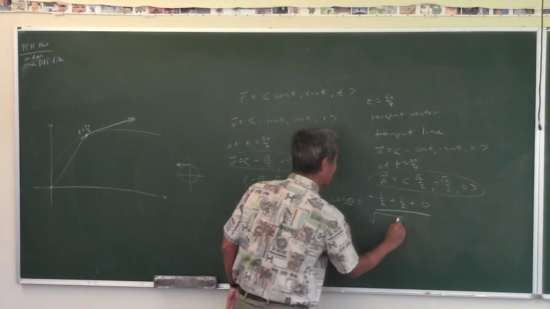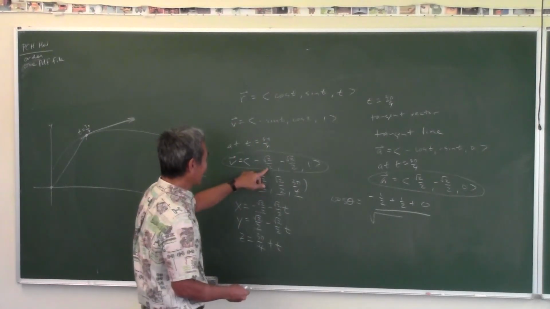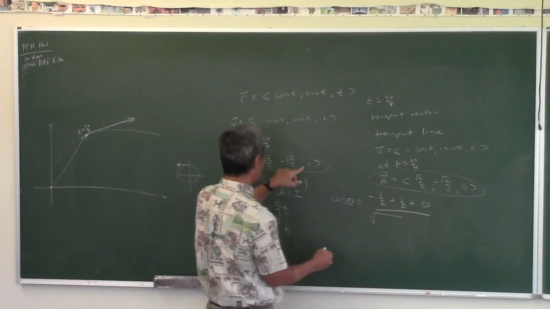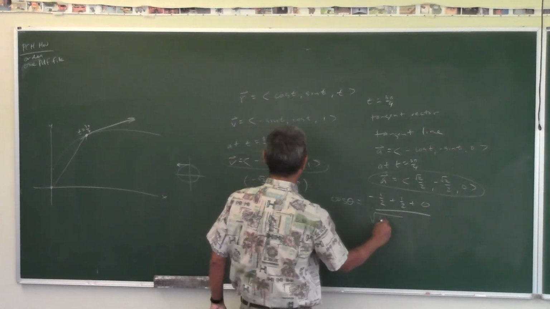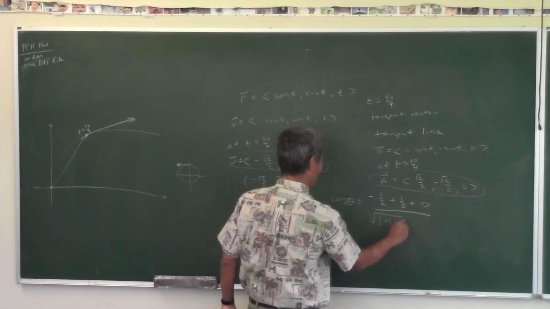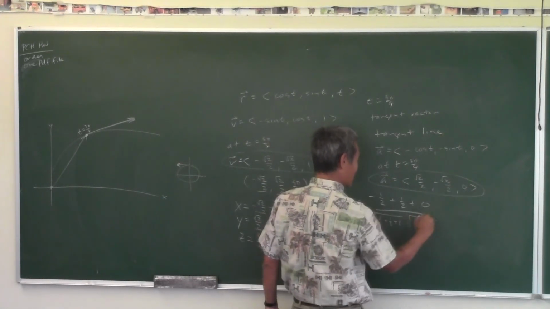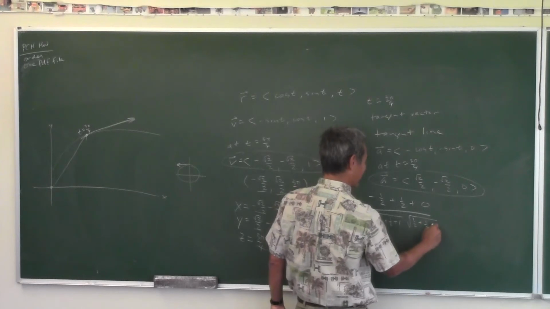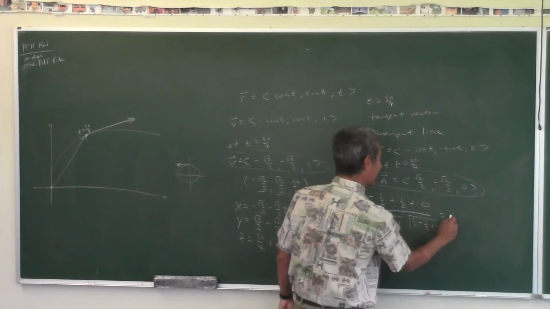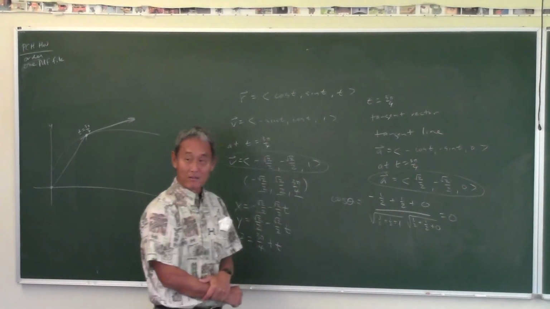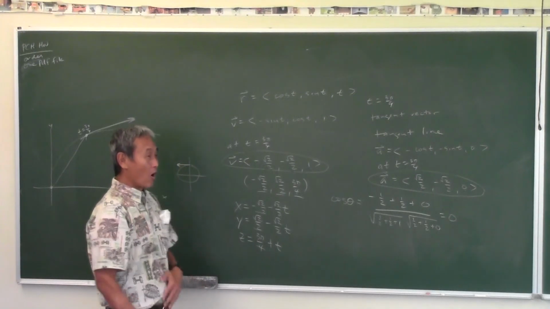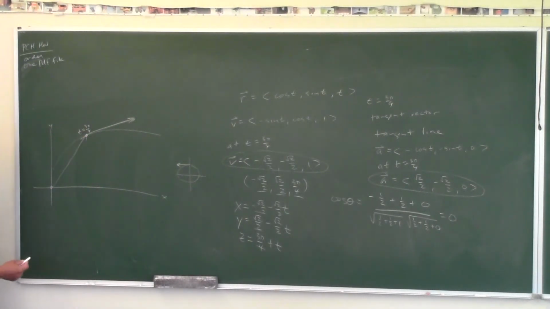We're just going to do it for funsies. The length of this vector will be this squared plus that squared, half plus half plus 1. And then what's the length of this vector? The square root of this squared plus this squared plus this squared. But the numerator comes out to 0, therefore the angle has got to be 90 degrees because the dot product is 0.